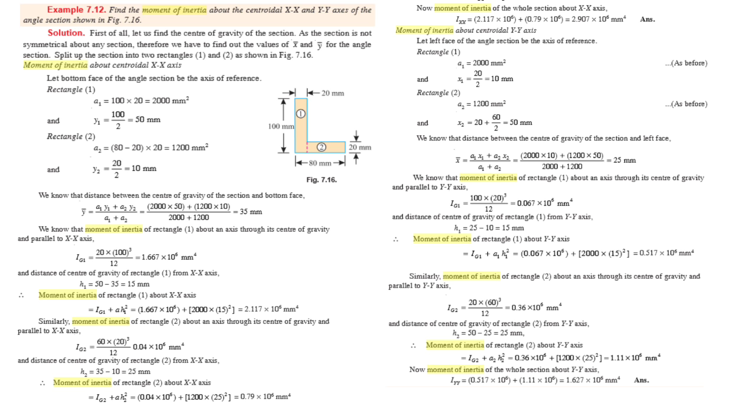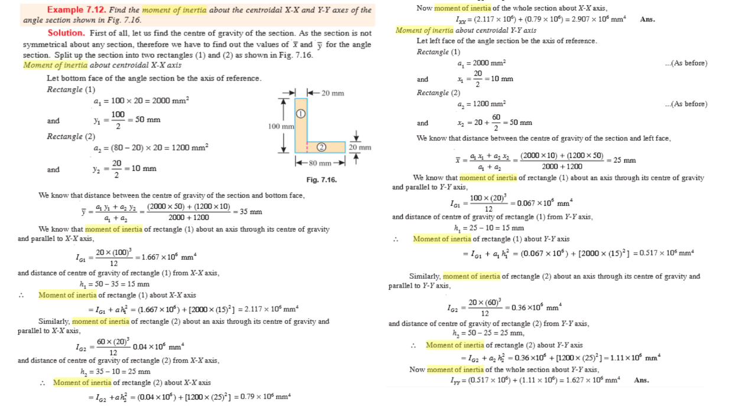for rectangle 1, so area 1 is equal to breadth into height for section 1. So the breadth of the section is equal to 20 mm and the height of section 1 is equal to 100 mm. Therefore, area 1 is equal to 2000 mm square. The y1, the distance along the y-axis to the centroid, y1 is equal to 100 divided by 2 is equal to 50 mm.